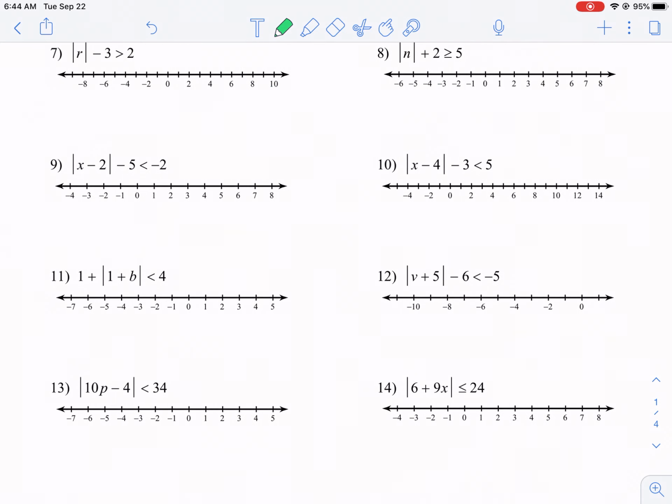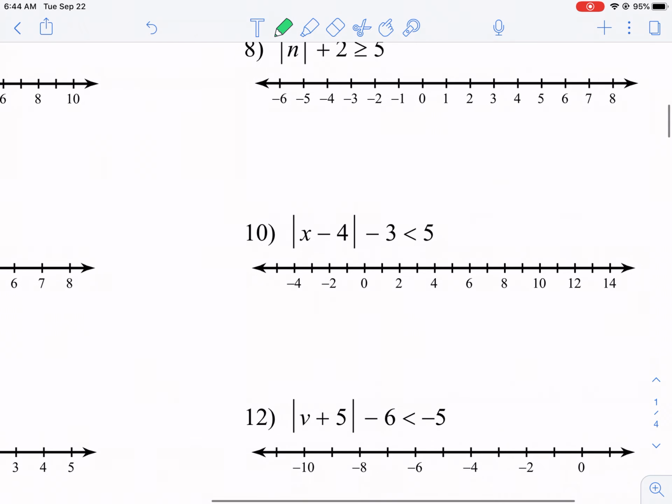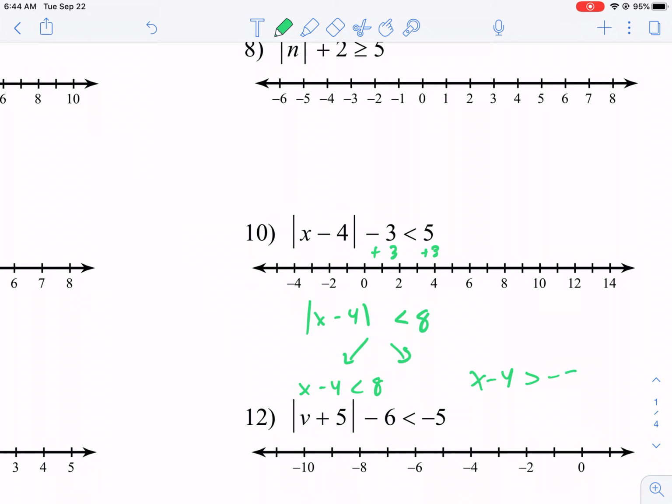Let me do one more, like making it an easy one, I suppose. So for this one, we're just going to add 3 to both sides to start. 8 is greater than the absolute value of x minus 4. Okay, and now we split. We get x minus 4 less than 8. x minus 4 greater than negative 8. I flip the sign. I add 4 to both sides. I get x is less than 12. I add 4 to both sides. I get x is greater than negative 4.